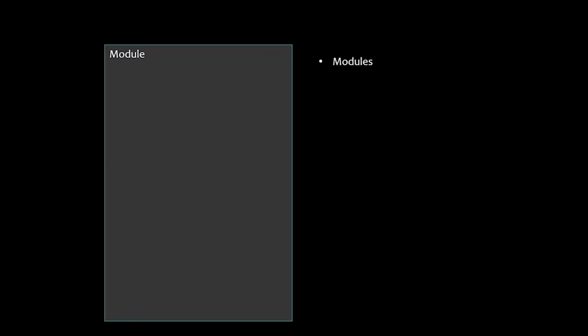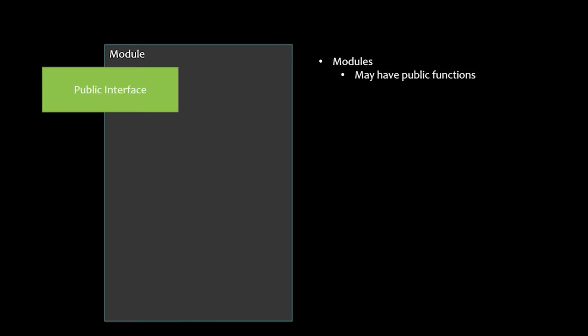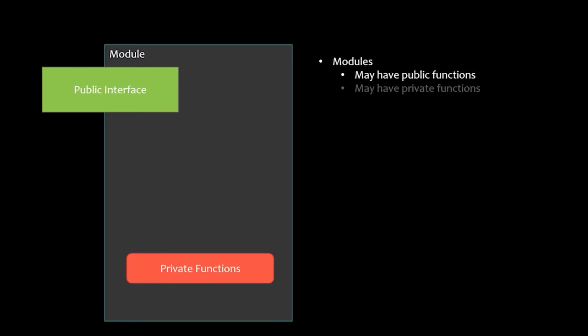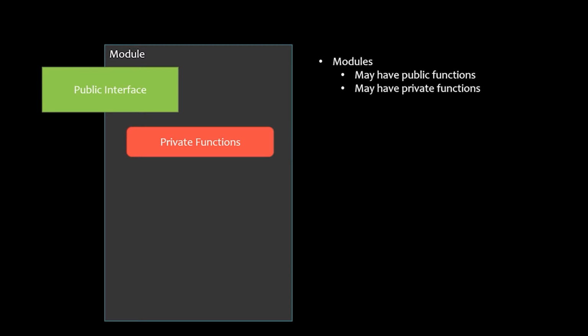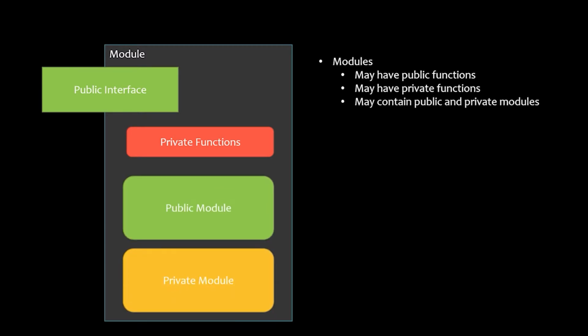Modules. Rust modules are where we place our code. The top level module is the name of the crate. Modules can contain a public interface. These are public functions that are exposed outside the module. It can also contain private functions and public and private modules.